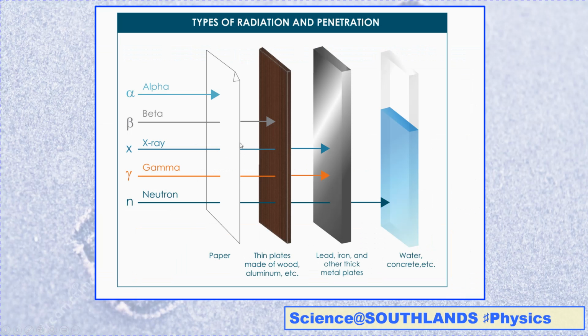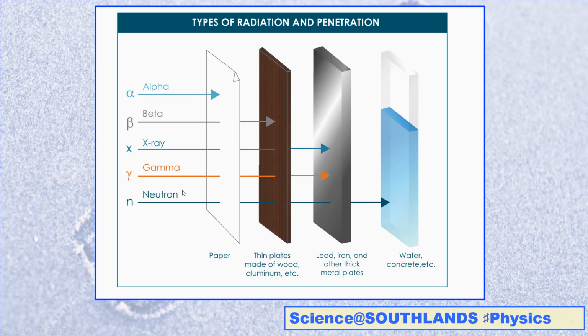Now this is the summary diagram that you need to be familiar with. So alpha will travel a little bit through air, but it gets stopped by paper. Beta will go through the air and paper, but it gets stopped by, sometimes they'll quote wood, aluminium, thick card, something like that. An X-ray is there as another example. So it goes through paper, goes through the aluminium, gets stopped by lead and thick metal. Gamma again gets stopped by thick metal.